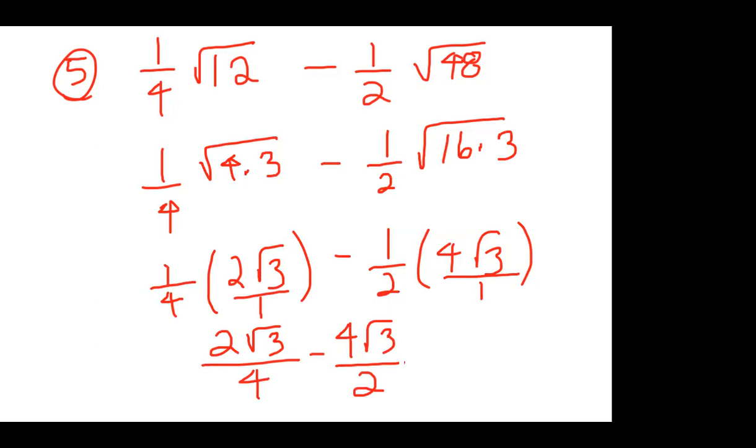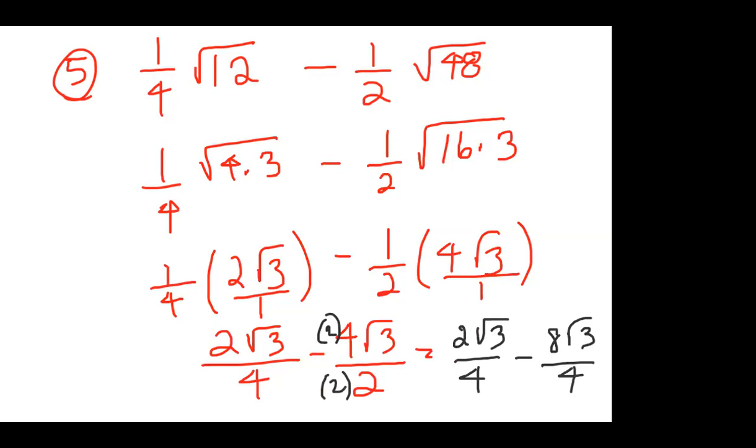Now, guys, these are alike, but the denominators are not the same. So you have to find the LCD. The LCD between 4 and 2 is going to be 4. So the first fraction already has the LCD, so we're just going to keep it. However, the second fraction doesn't have the LCD of 4. To go from 2 to 4, we multiply the denominator by 2. So likewise, we're going to multiply the numerator by 2. If we multiply the numerator by 2, we get 8 radical 3 over 4.